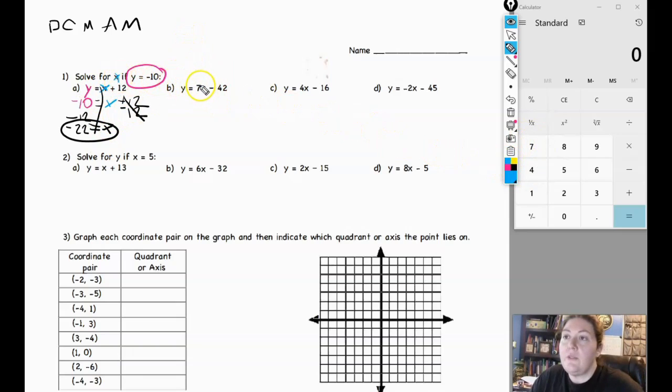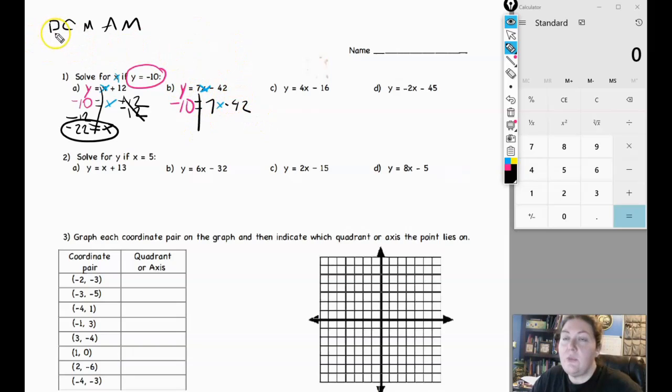Alright, I'm still solving for x, so I'm trying to make Mr. X happy. I'm substituting. Everywhere I see a y, I'm putting in a negative 10. So to rewrite my problem, I've got negative 10 equals 7x minus 42. Now I've got my regular equation. I know how to solve this.